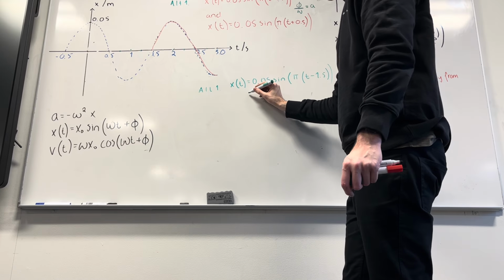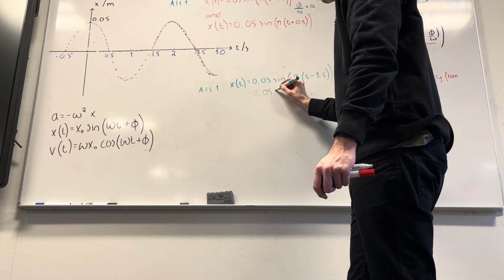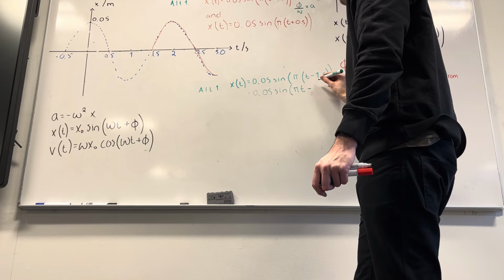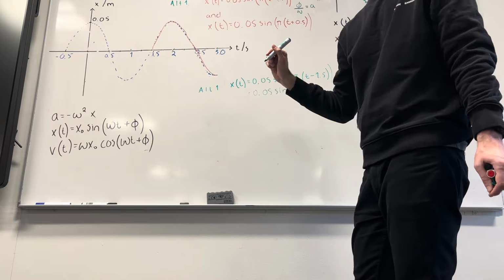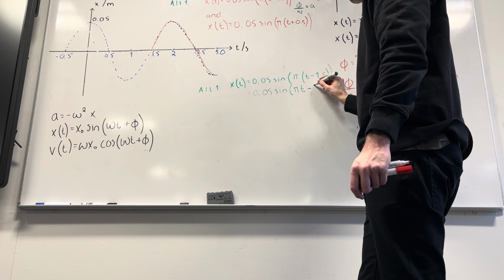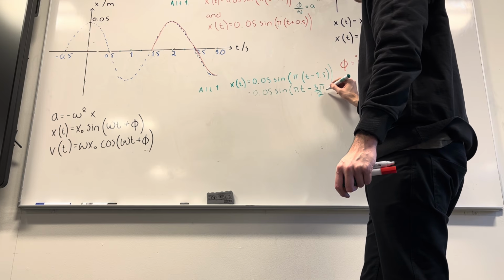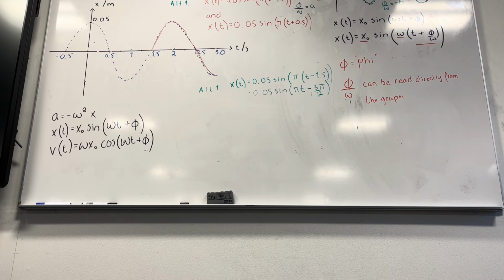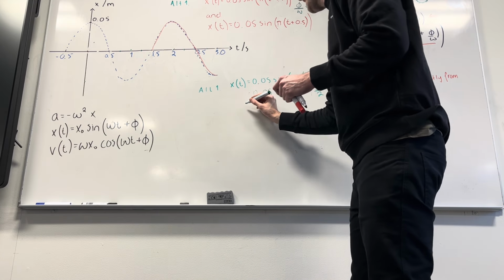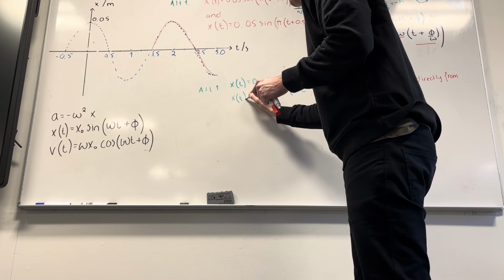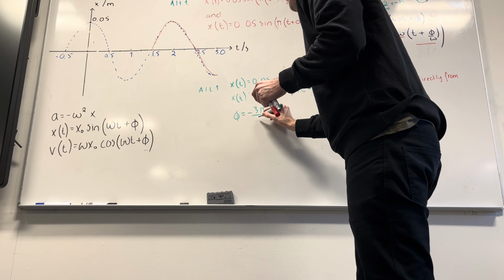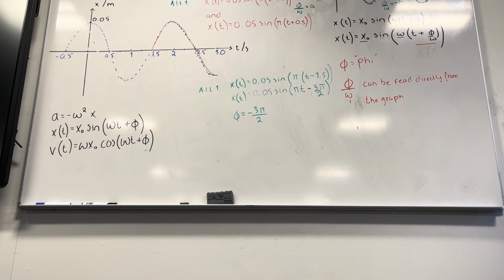So you write 0.5 times sine 2 pi times t minus 1.5 times pi, or here 3 pi divided by 2. So in this case, if asked for the phase difference, then the phase difference is minus 3 pi divided by 2. So that's alternative 1.